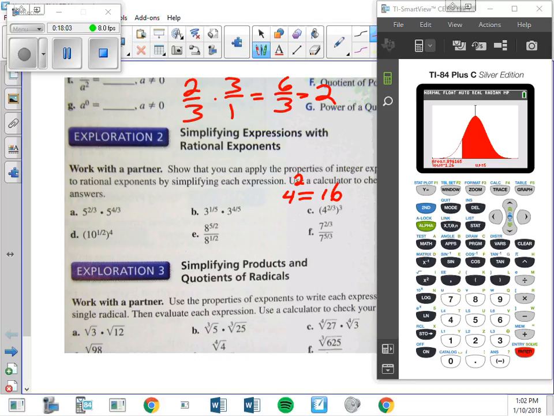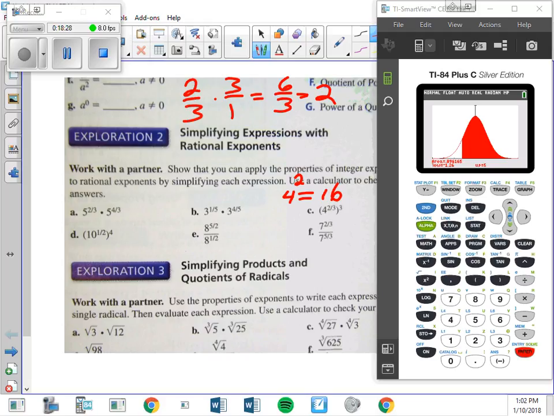Okay, or sorry, D. 10 to the 1/2 times 4. That'd be 1/2 times 4, which is 2. And 10 squared would be 100. All right, turn the page. Oh, no, wait, let's do E. Sorry, we need to do E.